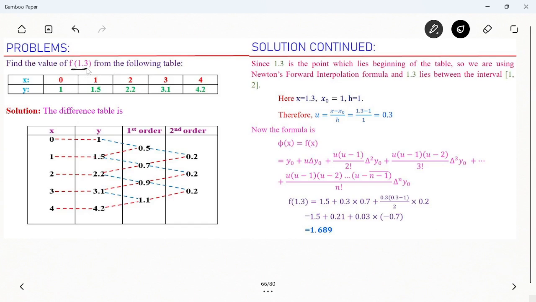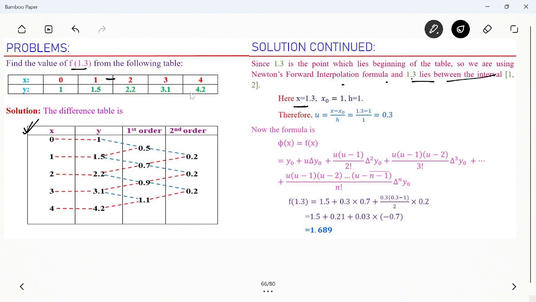Next, we can find the value of f(1.3) from the following table. Same thing, 1.3 lies between 1 and 2. For this reason, what we are doing? First, we are forming this difference table, same procedure: x is 0, 1, 2, 3, 4 and y is 1, 1.5, 2.2, 3.1, 4.2 like this. Then we are using first order differences. Then we are finding second order differences. Then what we are doing? Since 1.3 is a point which lies at the beginning of the table, we are using Newton's forward interpolation formula, and this 1.3 lies in between the interval 1 to 2.